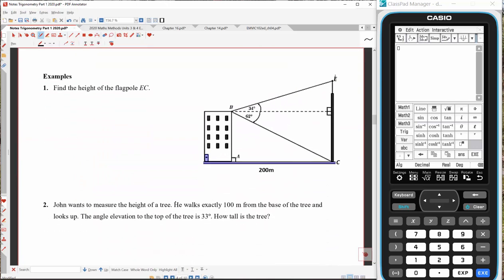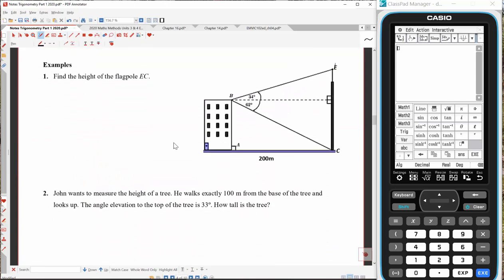So let's just try a couple of examples. Find the height of the flagpole EC. So that's this distance here. All right, so we've got a 34, so this is going to be the opposite, and this is 200 meters. I presume that the 200 refers to that. It's got to refer to that.